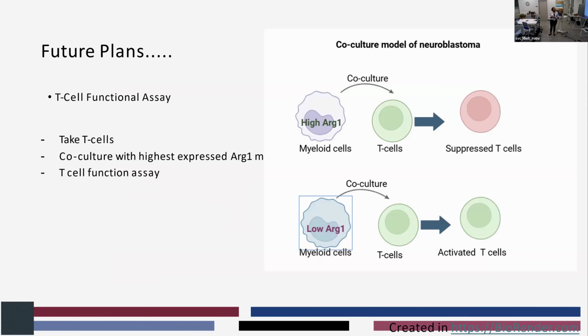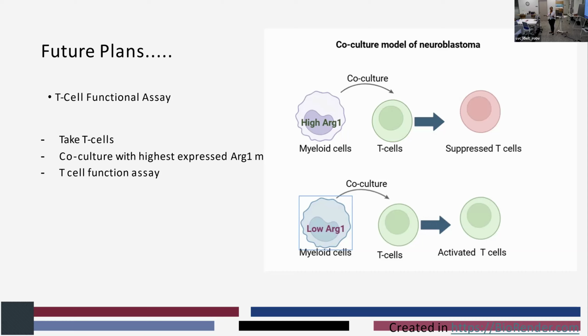And I think for future plans, we are planning, once we can see, or if we can see, hopefully, that one of these myeloid cell subtypes does express arginase 1, or maybe expresses it even lower than the others, we take the one that expressed the highest, and we take the one that expressed the lowest. And we combine that with the T cell.